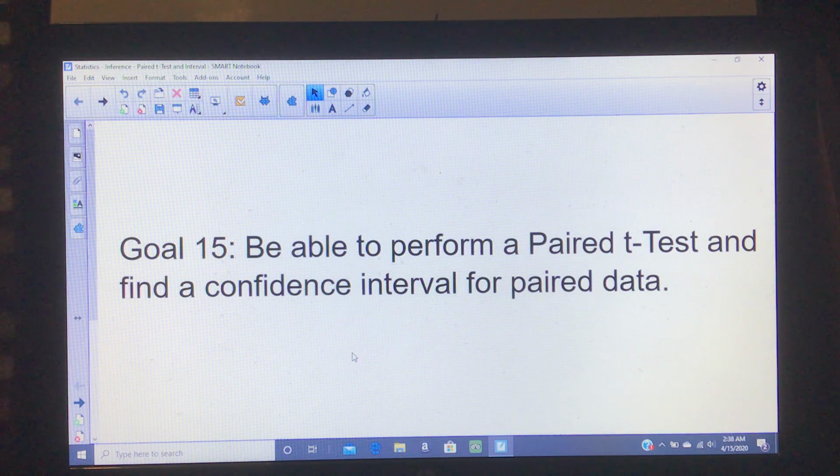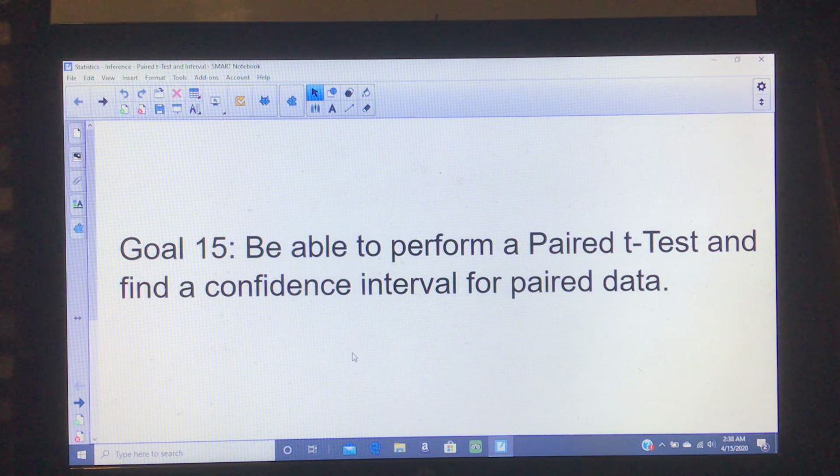Purpose of this video is to go over goal 15 of our inference unit. The goal here is to be able to perform a paired t-test and find a confidence interval for paired data. So the good news is, as far as the AP exam goes for coronavirus, this is the last lesson. So if you've made it this far, this is the last new stuff you have to know.